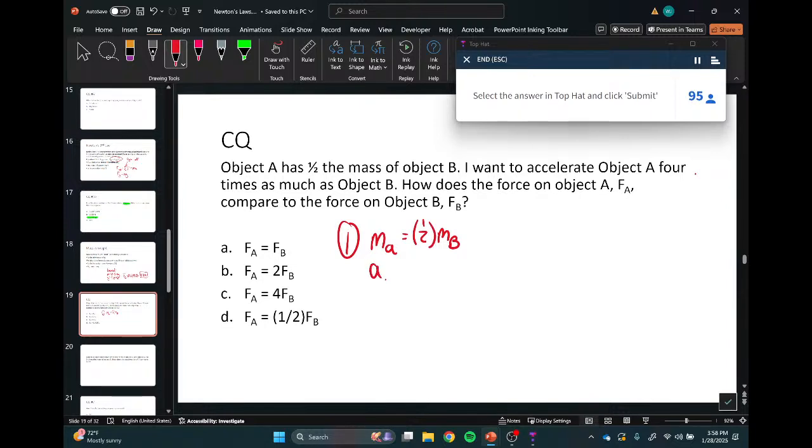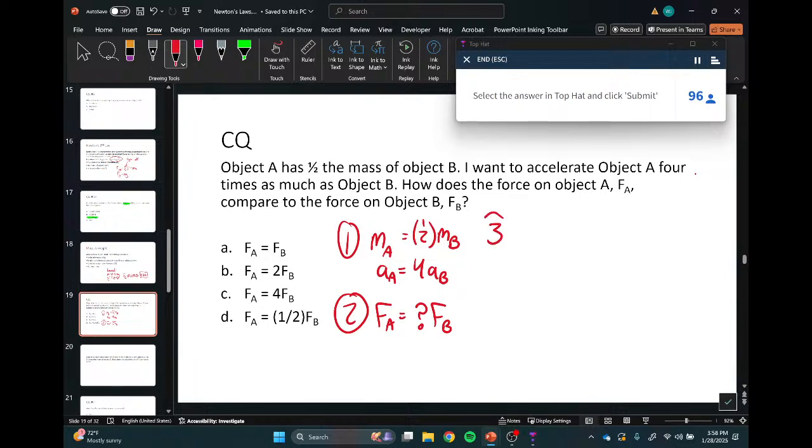Fantastic. I want the acceleration of A to be 4 times the acceleration of B. Just writing out in math what is written in words. My question is, how does the force of A compare to the force of B? Is it half as big, 2 times as big? What number should go in front there? How much bigger or smaller is it?